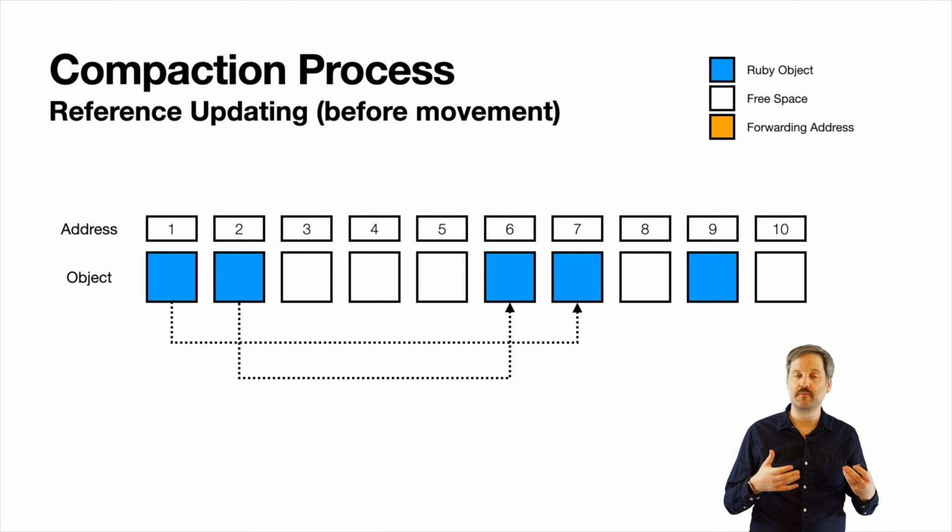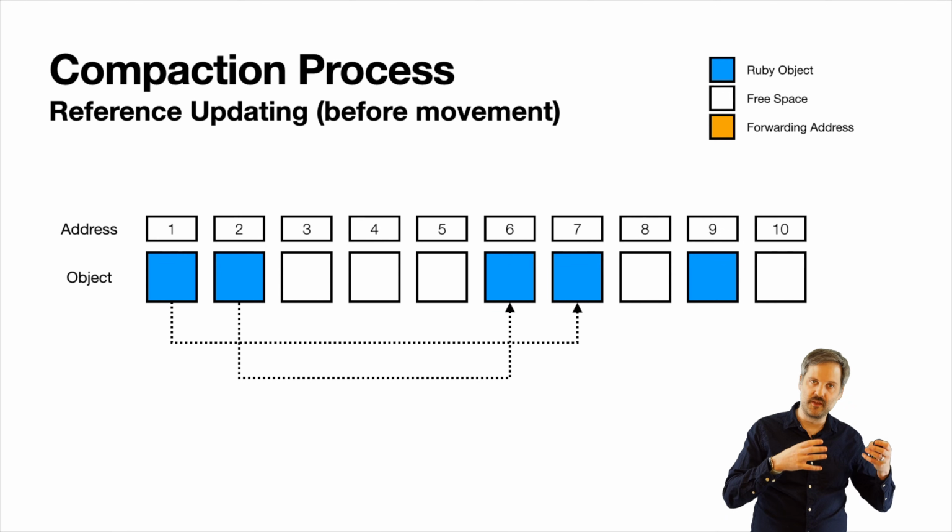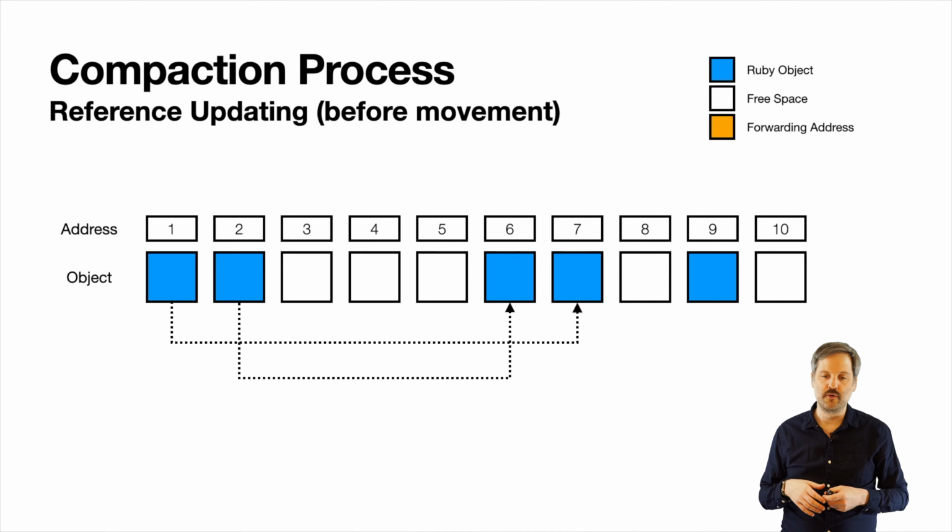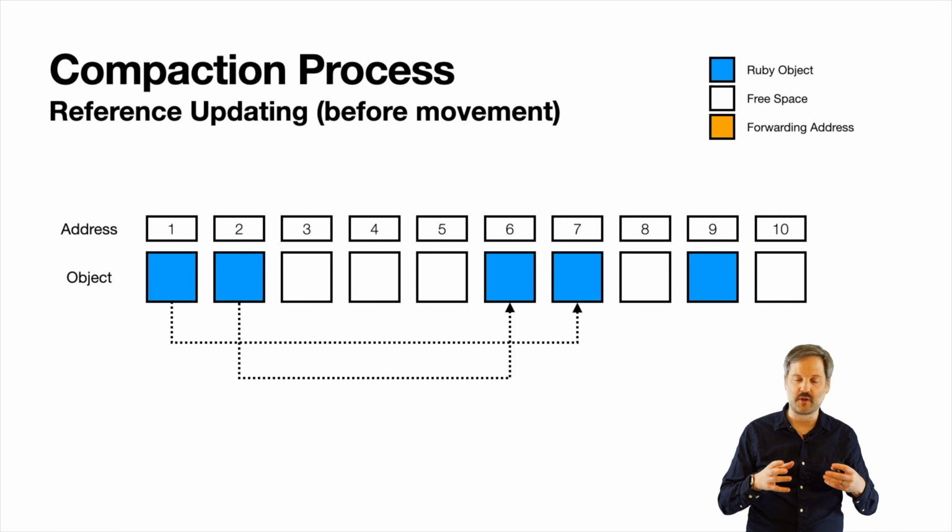So here's exactly the same layout as before, but this is in the state before compaction. So maybe some of the objects have references to each other kind of like this.